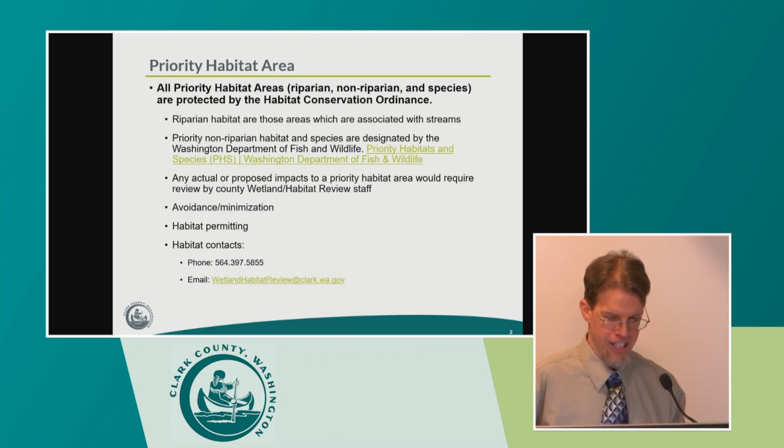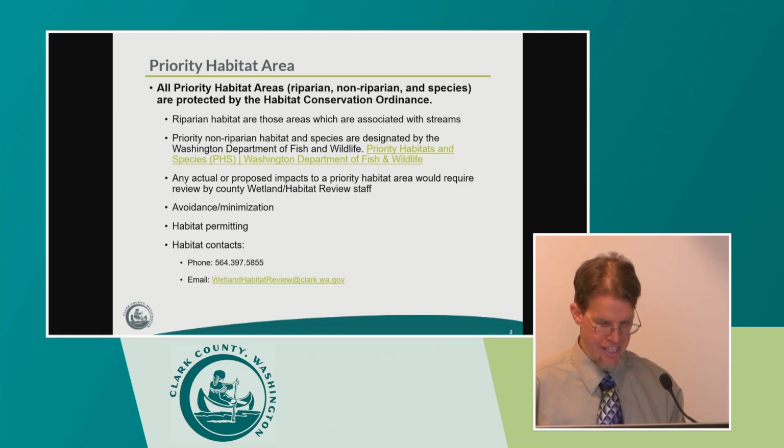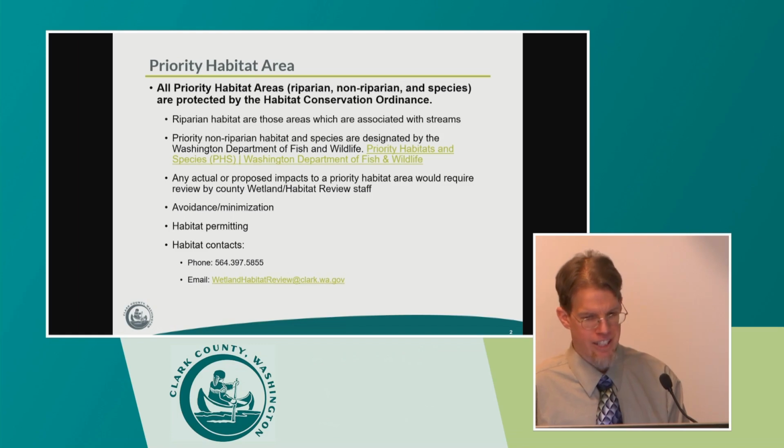So to go further into our ordinance, any actual or proposed impacts to a priority habitat area would need to be reviewed by county wetland habitat review staff. Actual impacts are going to include things such as unpermitted clearing, development, violations. Proposed impacts may be for future building, things like that.